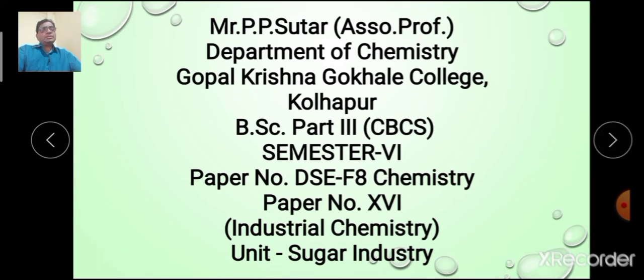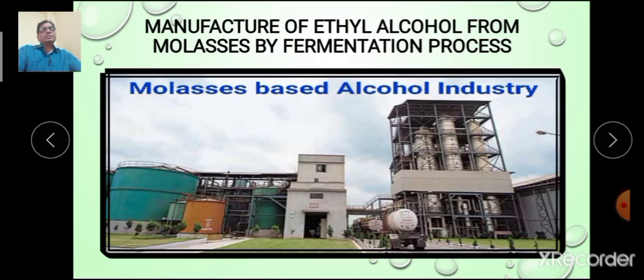Now in this lecture, we are going to see the use of the byproduct molasses for the manufacture of ethanol by fermentation process. Every sugar industry is now running a distillery, that is a molasses based alcohol industry, and therefore we will see in detail the manufacture of ethanol from molasses.